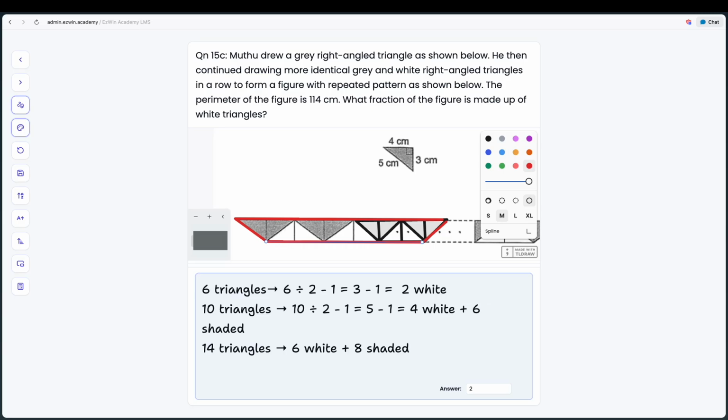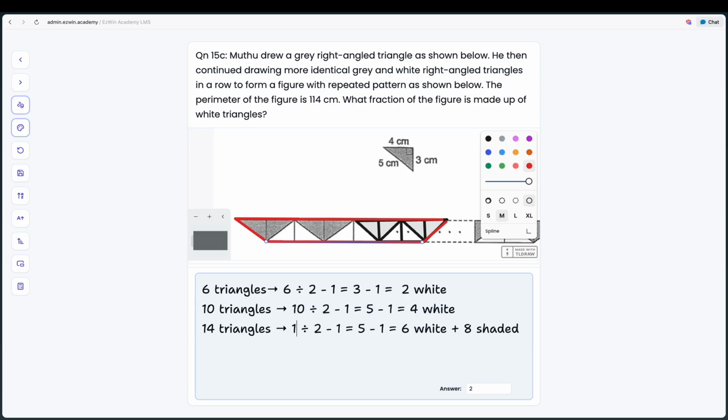Okay, that's what we see over here, right? And then lastly, I think the same goes for 14 triangles. So if I do the same thing again, this is 14 divided by 2, which gives us 7, minus 1, and this gives us 6 wide.